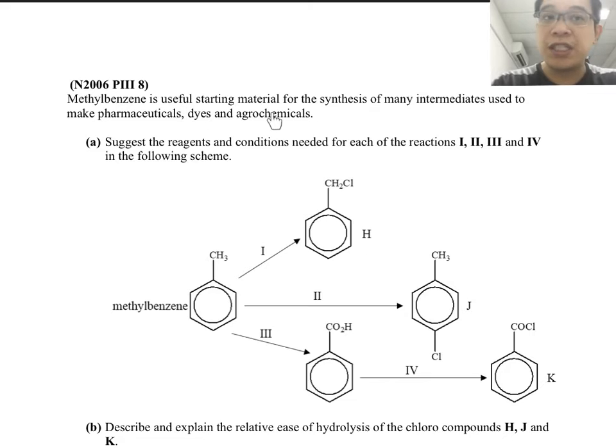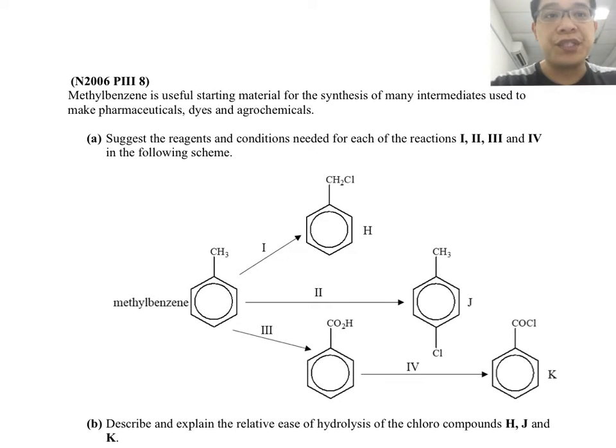Methylbenzene is a useful starting material for the synthesis of many intermediates used for pharmaceuticals, dyes and agricultural chemicals. Now, suggest the reagent and condition needed for each of the reactions 1, 2, 3, and 4 in the following scheme. So number 1 here. Let's take a look at how we tackle this kind of question.